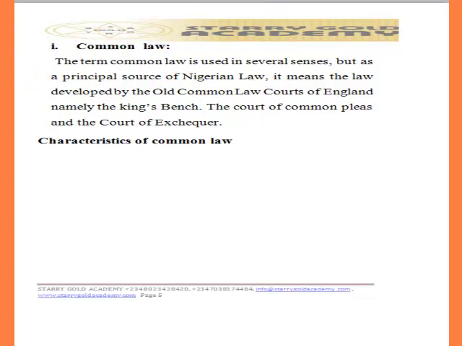So we have what we call common law. Common law, based on what is written here, is used to describe law peculiar to the people of England. So it has to do with their way of life. It talks about their way of life, what they believe. It also talks about their culture, what they hold on to right from the beginning. So that is common law. It is common to the people of England, so it covers what they believe and all areas of their lives.